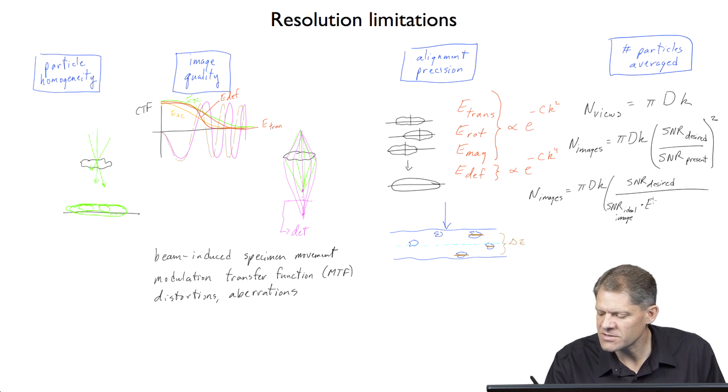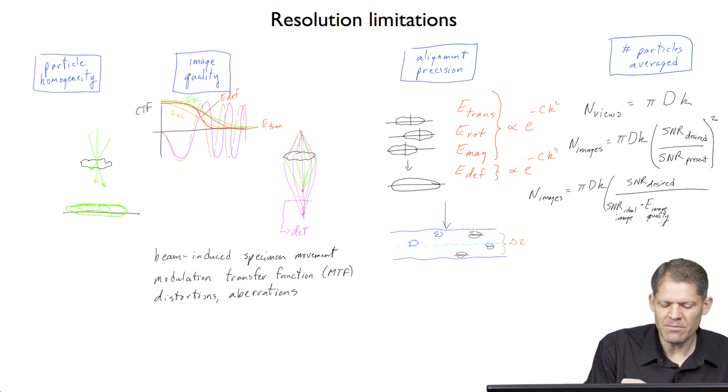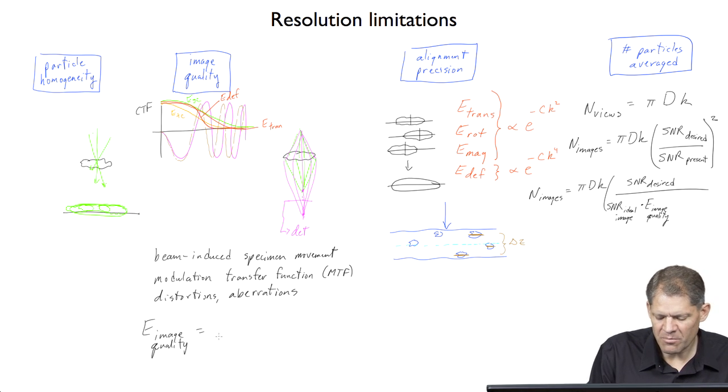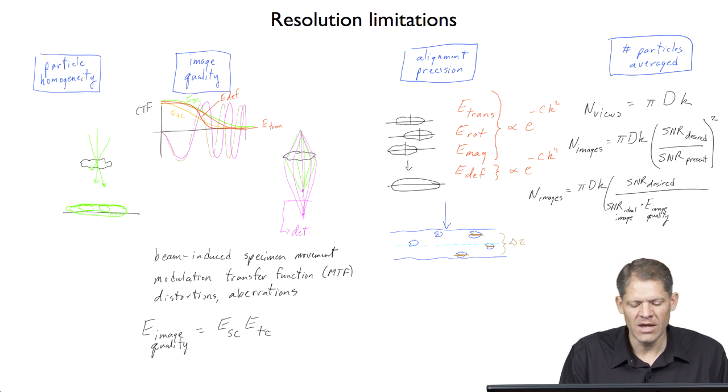So we can write that there's an envelope function due to the image quality. And by this I mean the envelope due to image quality would be the product of the envelope due to spatial coherence times the envelope due to temporal coherence times envelopes due to other things such as beam-induced specimen movement, the MTF of the detector, etc.